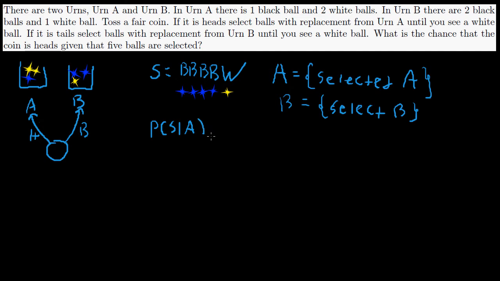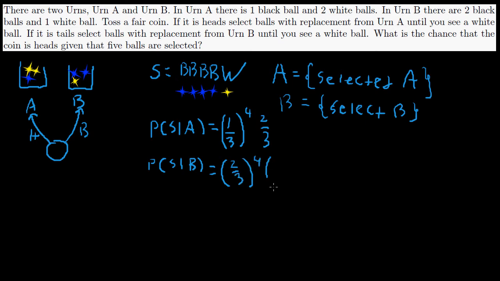So what is the probability of S given A? Well, we've gone over here, and there's one black ball and two white balls. So the probability of a black ball on each draw with replacement is one third, right? So these are all independent. So we can say this is one third to the fourth times two thirds. And the probability of S given B is two thirds to the fourth times one third, because we have two white balls in there. Right? So we have these conditional probabilities, and we know that if H is the event that the coin is heads, that's a half.